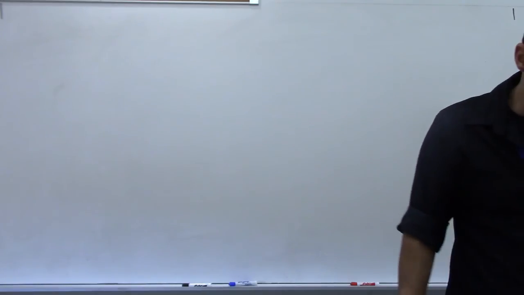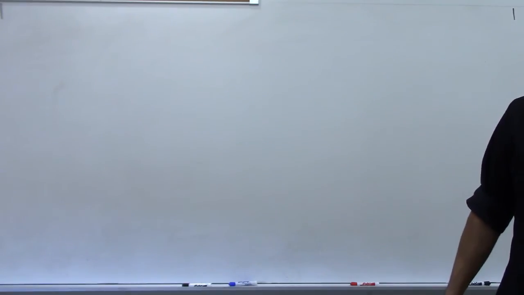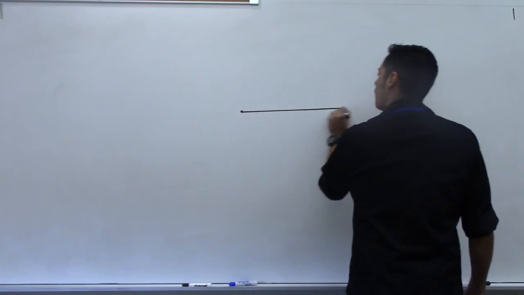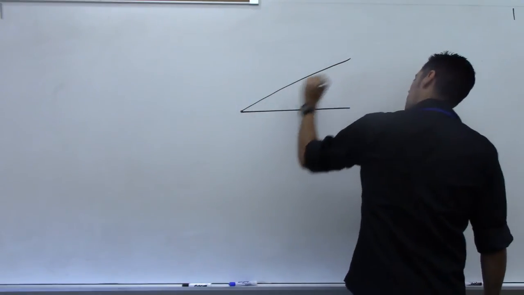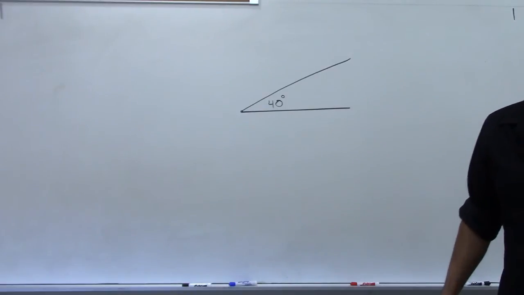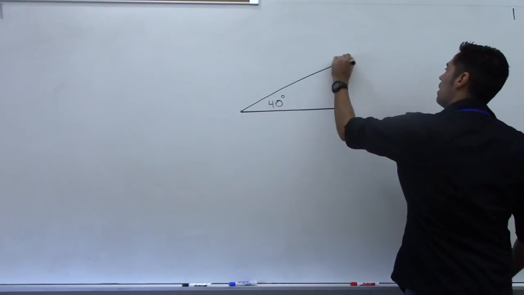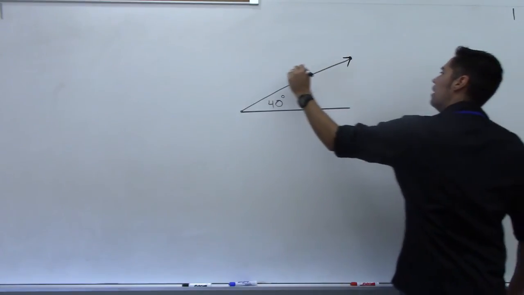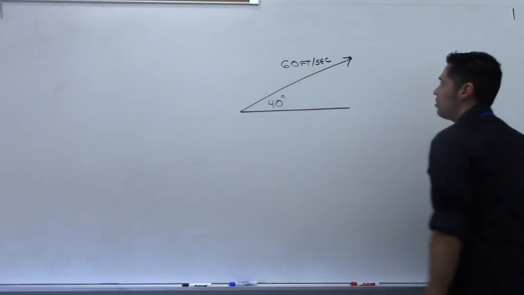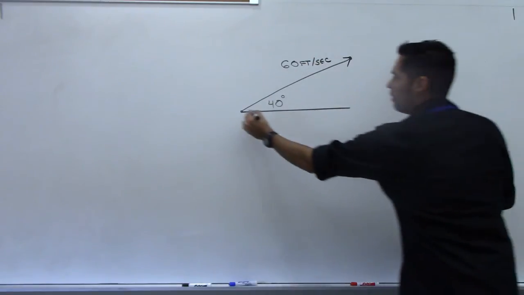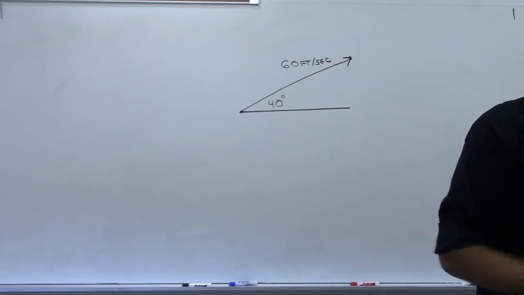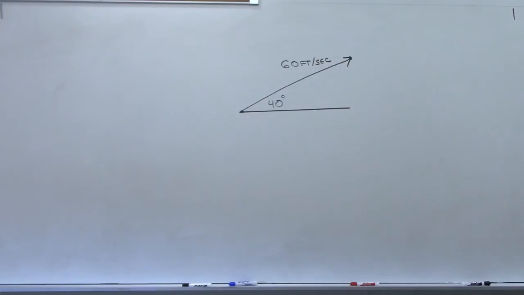A quarterback throws a football, angle of elevation is 40 degrees, speed of 60 feet per second. So we're going to say that this right here is the ball. It's moving 60 feet per second in that direction. So here's where he threw it from. There's the angle. And what they want to know is to find the horizontal and vertical components of the vector velocity.